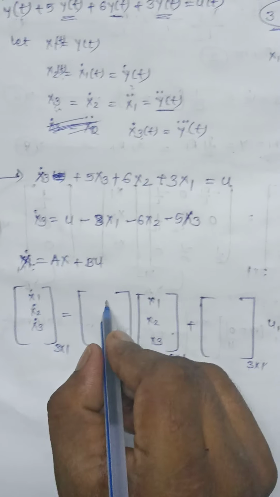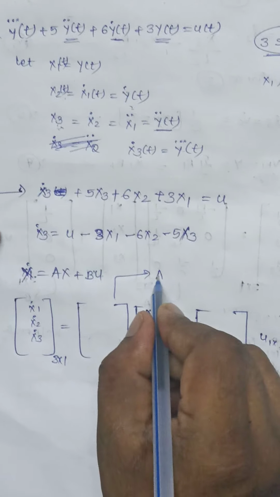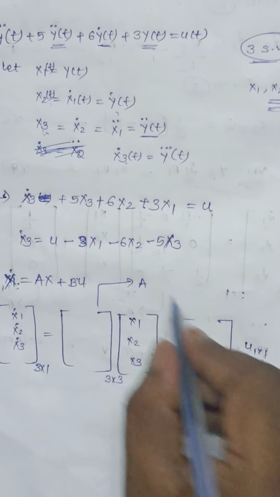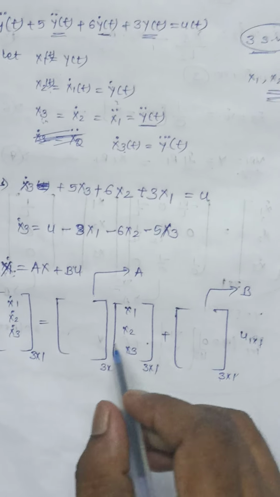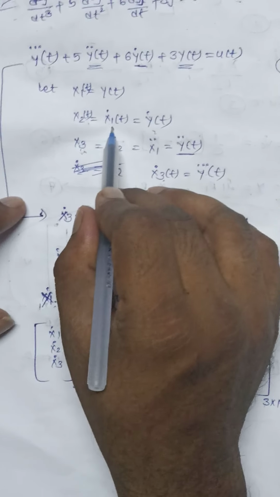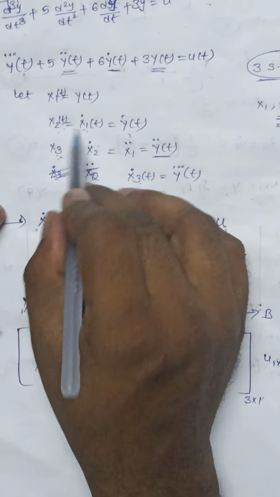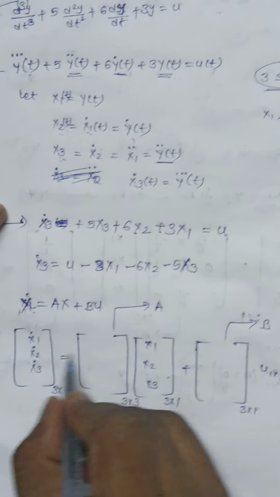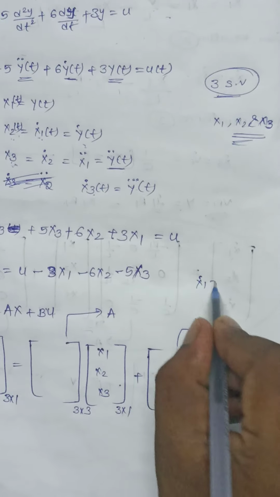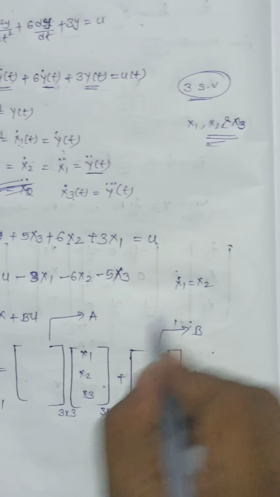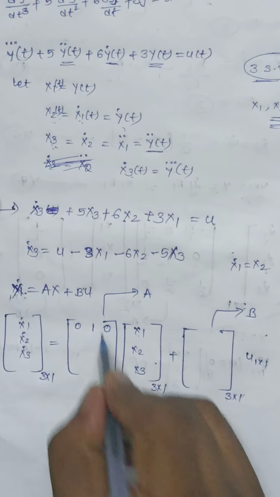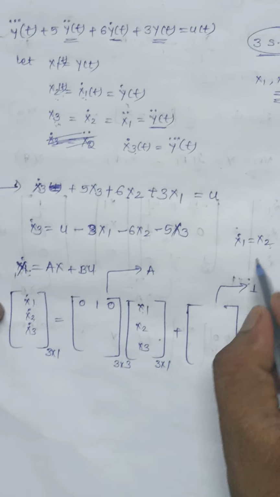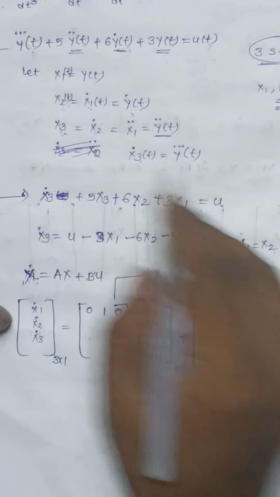Now I want to find the state matrix A and also the matrix B. How to find this? We already discussed x1 dot is equal to x2. So the coefficient of x1 is 0, the coefficient of x2 is 1, and the coefficient of x3 is 0 here.